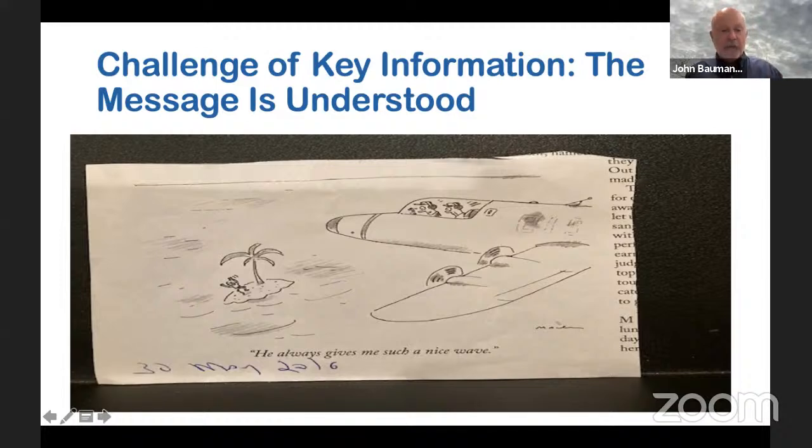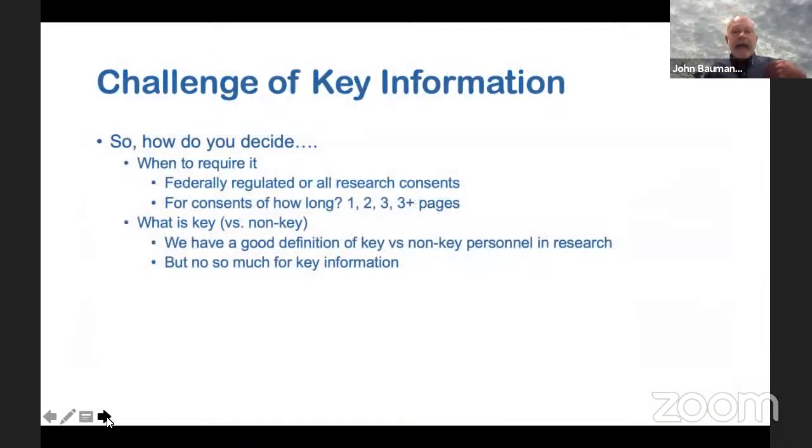And so we have this new regulation, this new addition to a consent form. Some of the challenges are that an institution has to decide what to do with this, A, when to require it. Do you require it on federally regulated or all research consents? Obviously, as we all know, the Common Rule technically only applies to federally funded or federally regulated research. And then the other question is, for what length of a consent form will you add a summary?